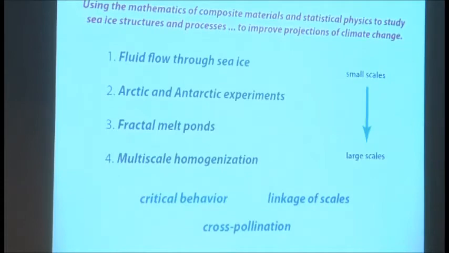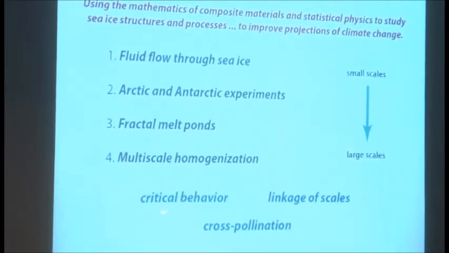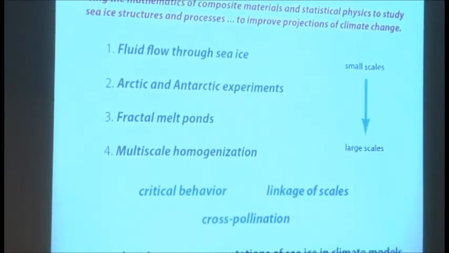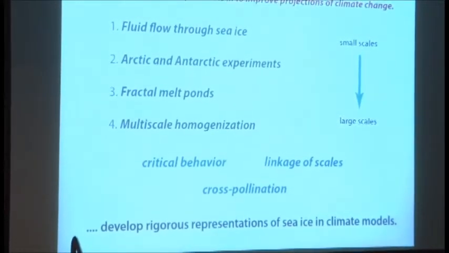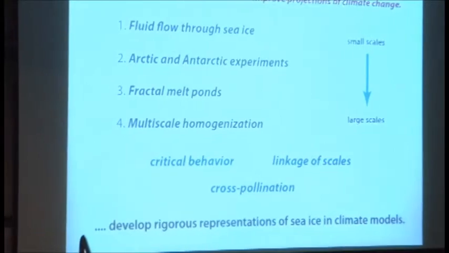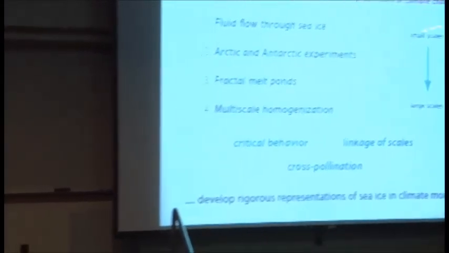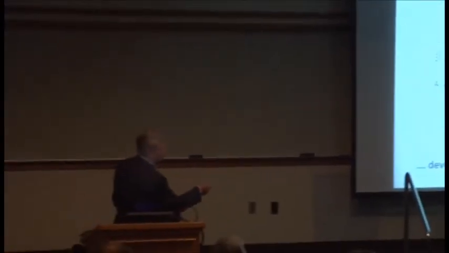A couple of the key concepts that are in this talk: critical behavior, how small changes in a parameter of the system can result in very large or dramatic overall changes in the system. Linkage of scales, how do you incorporate small scale behavior into, for example, larger scale coarse-grained models of the climate system. Cross-pollination, this is really where the mathematics comes in. This is the power of mathematics.